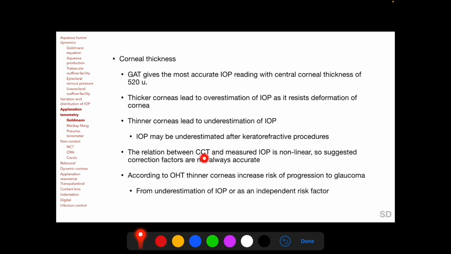The relation between central corneal thickness and measured intraocular pressure is nonlinear, so suggested correction factors to modify the measured intraocular pressure in order to obtain the actual intraocular pressure are not always accurate. And according to the Ocular Hypertension Treatment Trial, thinner corneas increase the risk of progression to glaucoma in individuals with ocular hypertension, and this is very important to remember. And this may result either from underestimation of intraocular pressure, or a thinner cornea can be an independent biomechanical risk factor.